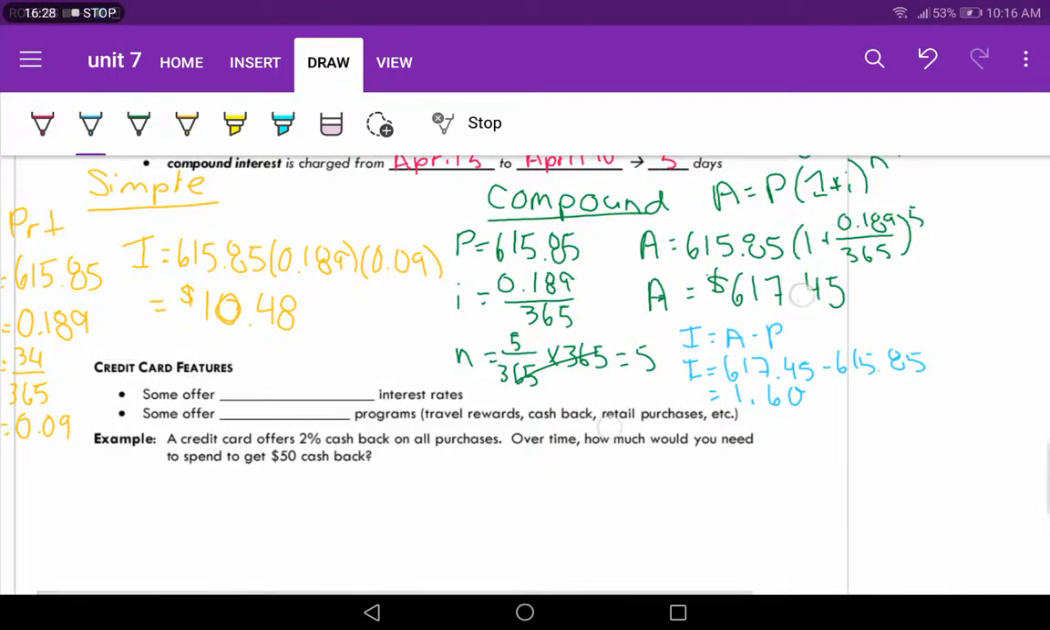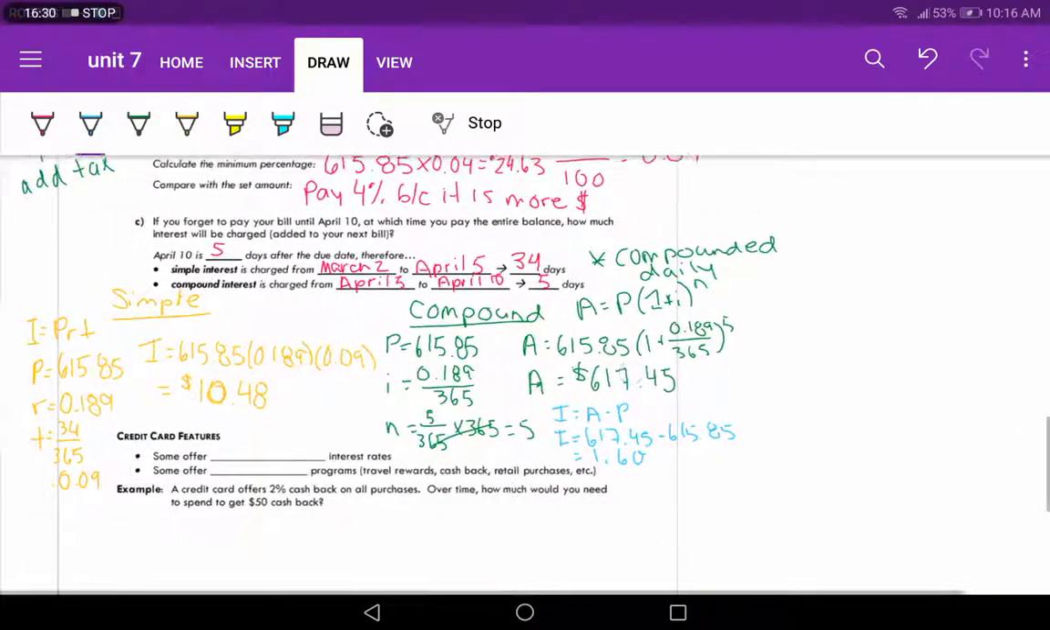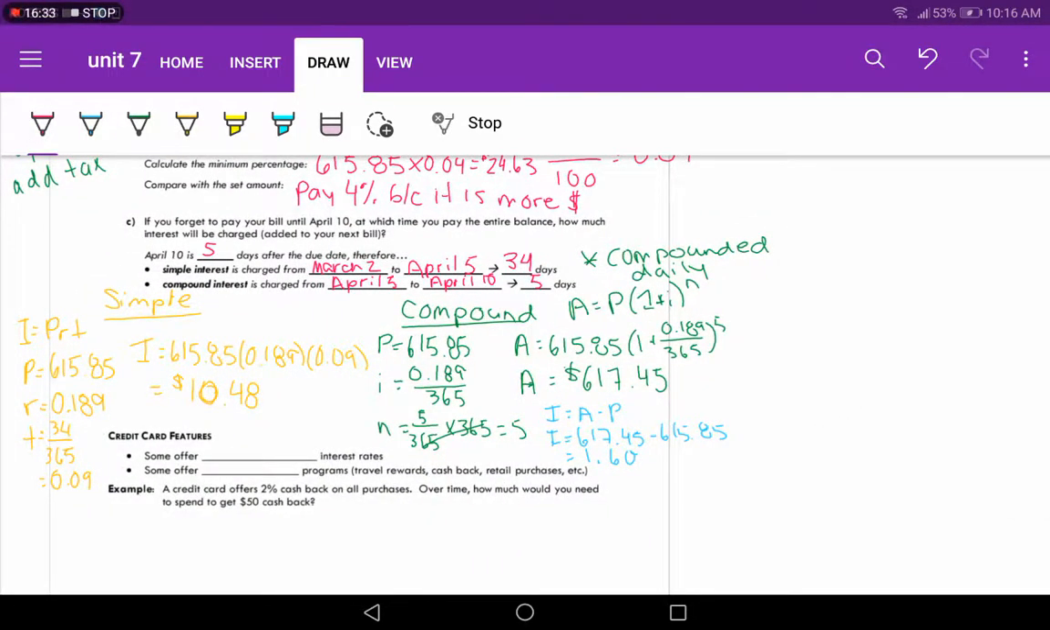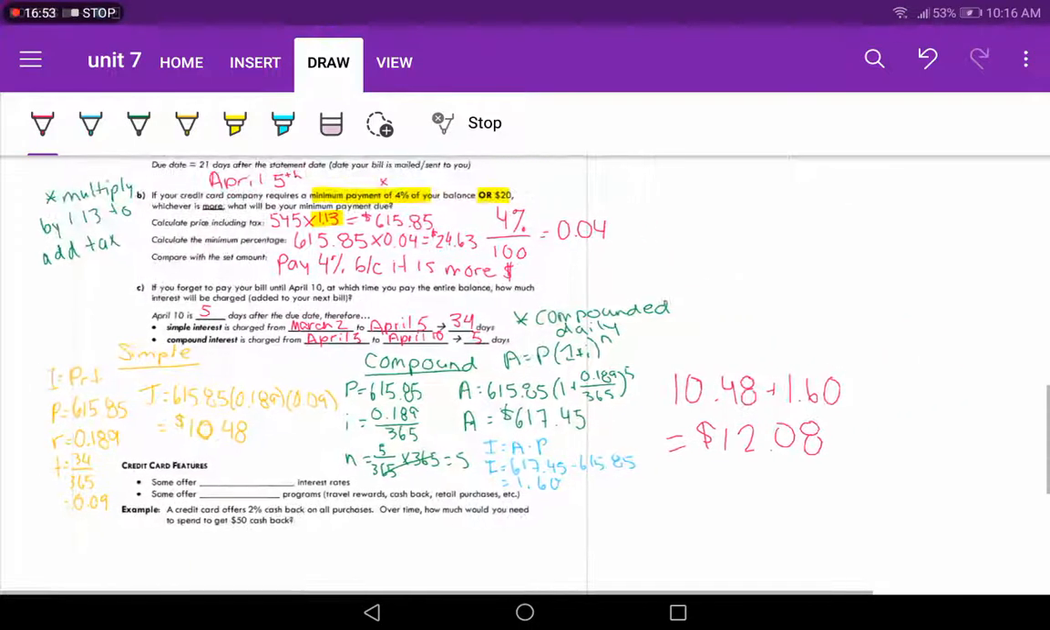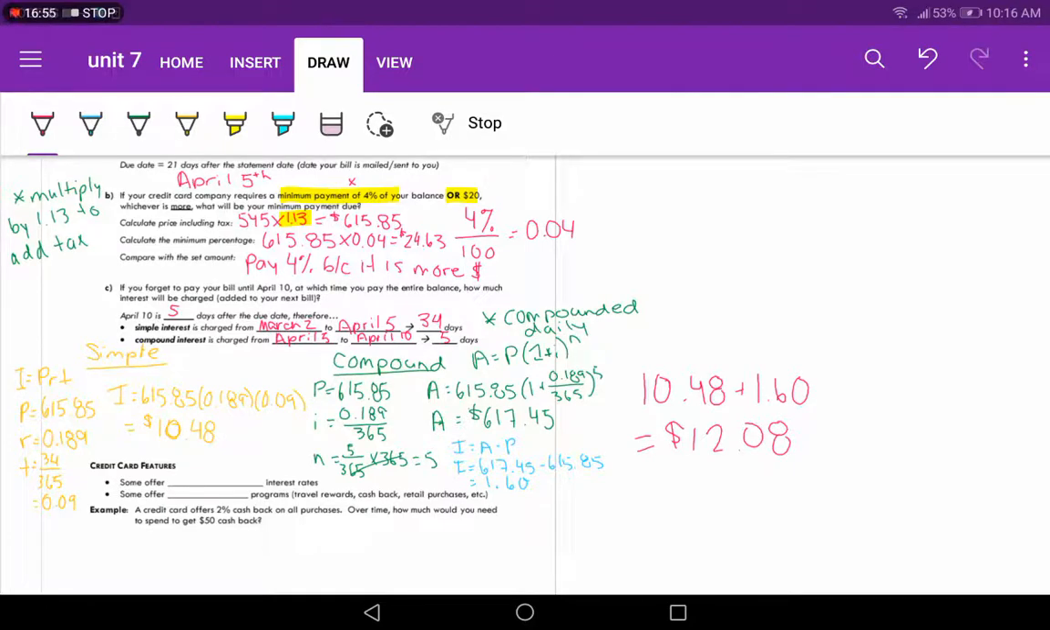So in order to find our total interest, we would have to add those two values together. So in simple interest, we had $10.48. In compound, we had $1.60 in interest. So in total, we would have to pay $12.08 in interest because we didn't pay our total amount off right away.